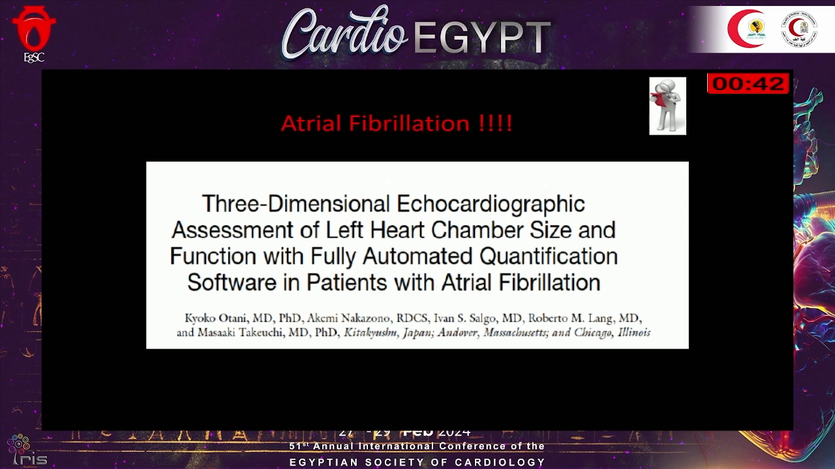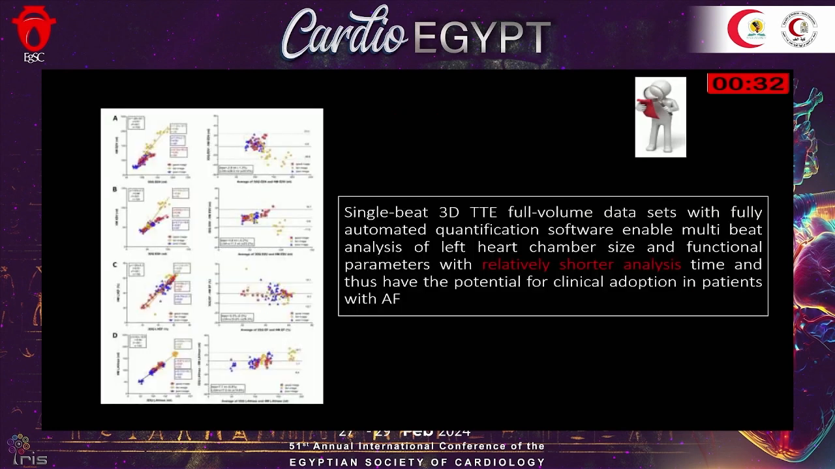Lastly, atrial fibrillation. It was always problematic to assess LV ejection fraction and volumes because of the variability. These automated software packages, again, use a one beat acquisition, but can quantify multiple beats, like 3 to 4 beats, and then take the average for you. Again, automated, it gives you the average ejection fraction and volume for the same patient.